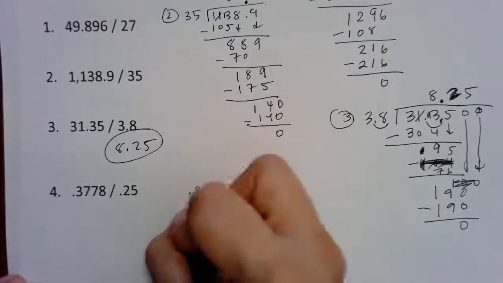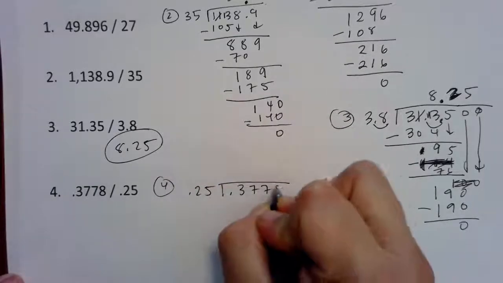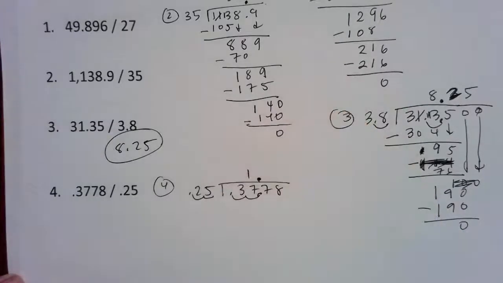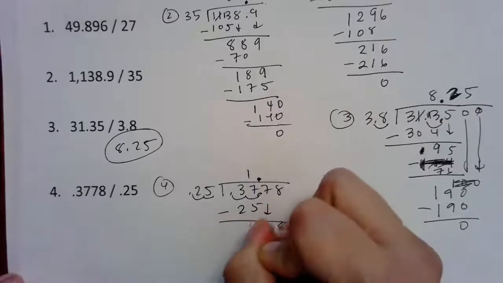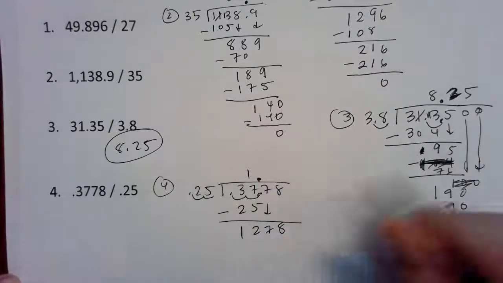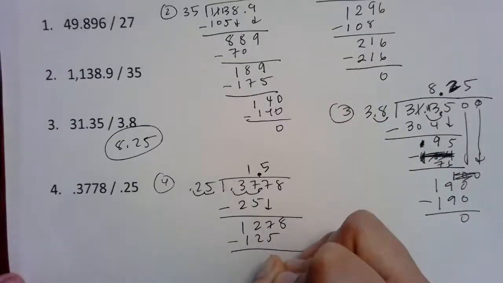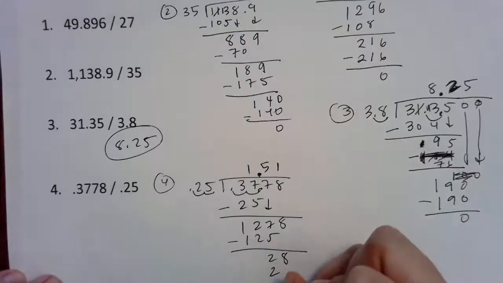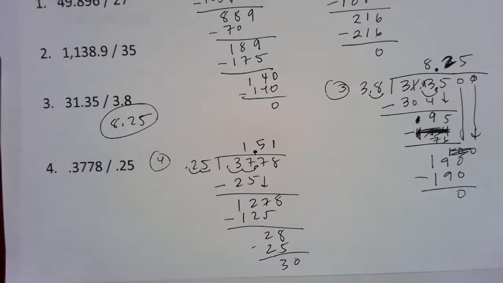Okay, last one, 0.25. Let's divide 0.3778. So 25 goes into 37 once, and then 8, 7, 2, 1. 25 goes into 127 5 times, 125. And then here 25 goes into 28 once. So it's 25. There's 3 left over. Could bring down a 0. Uh-oh. It looks like I might run out of space.